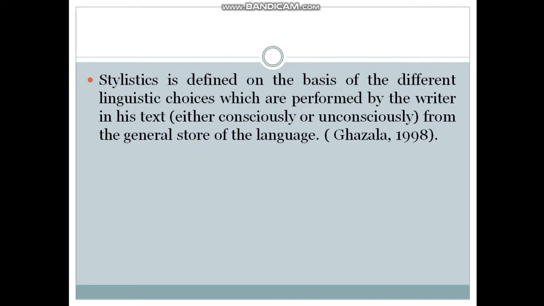Ghazala here is providing another definition of stylistics. Stylistics is defined on the basis of the different linguistic choices which are made by the writer in his text. So here there is a focus on the linguistic choices. Why does the writer use this linguistic choice, at the level of grammar, vocabulary, phonetics, phonology, etc., instead of other grammar, vocabulary, etc.? And this use, whether conscious or unconscious, is from the general store of the language, as we have explained earlier.